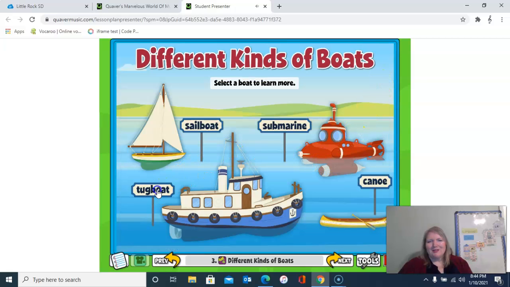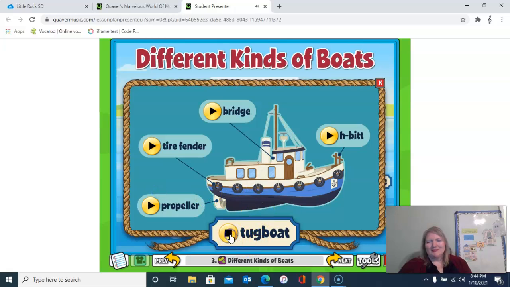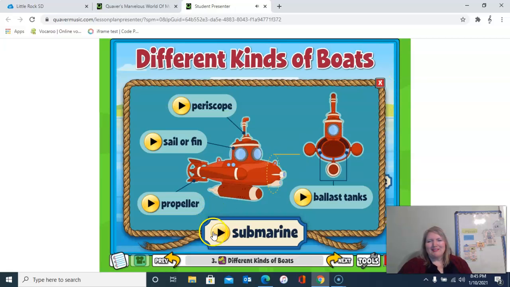All right, and the tugboat. Tugboats have an important job. They push or pull ships that may be stuck or need help moving. Sometimes tugboats can even help put out fires on other boats. Isn't that cool? That's really neat. And submarines. Submarines are designed to go underwater. They can explore the depths of the ocean and help us learn about the ocean life deep below the surface.